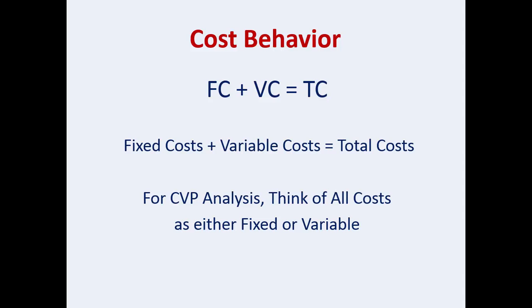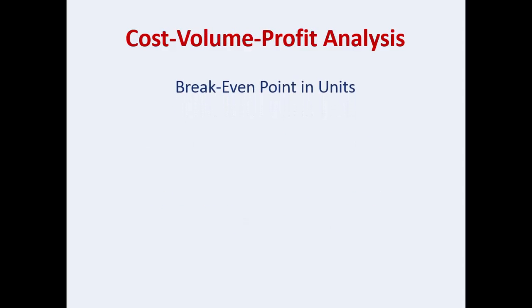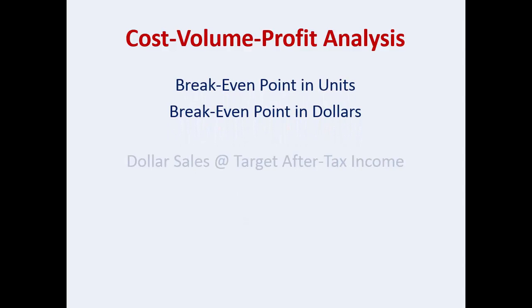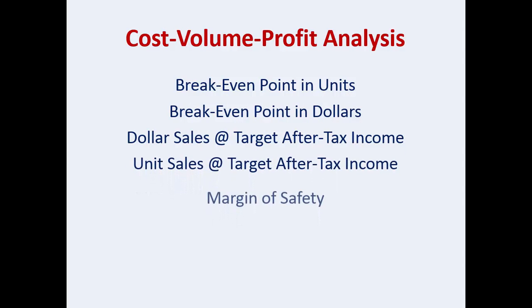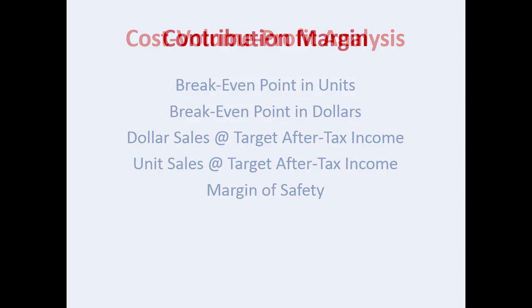Now for CVP analysis, I want you to think all costs are either fixed or variable. Don't think of any other categories. So break-even point in units, break-even point in dollars, dollar sales, and unit sales at target after-tax net income and the margin of safety are what we're going to look at.